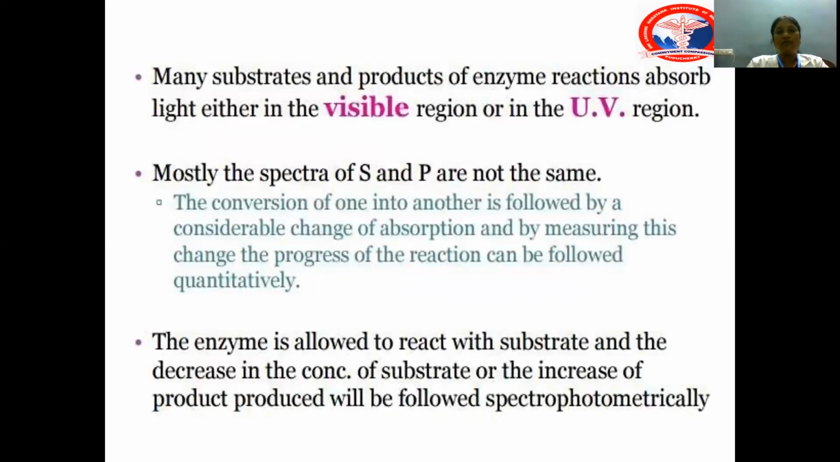Most of the substrates and products of enzyme reactions absorb light either in the visible region or in the UV region. Mostly the spectra of substrate and product will not be the same. Hence, we can make use of this advantage: the conversion of one into another, that is the substrate and the product, is followed by a considerable change of absorption, and by measuring this change, the progress of the reaction can be followed quantitatively. The enzyme will be allowed to react with the substrate. The decrease in concentration of the substrate or the increase in the product produced will be followed thereafter spectrophotometrically.